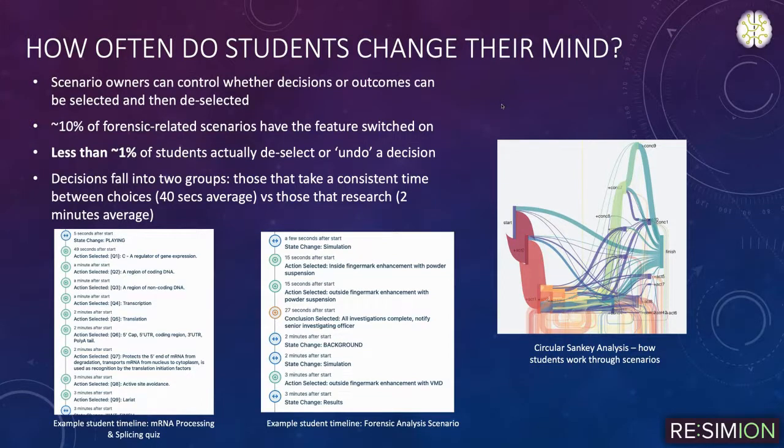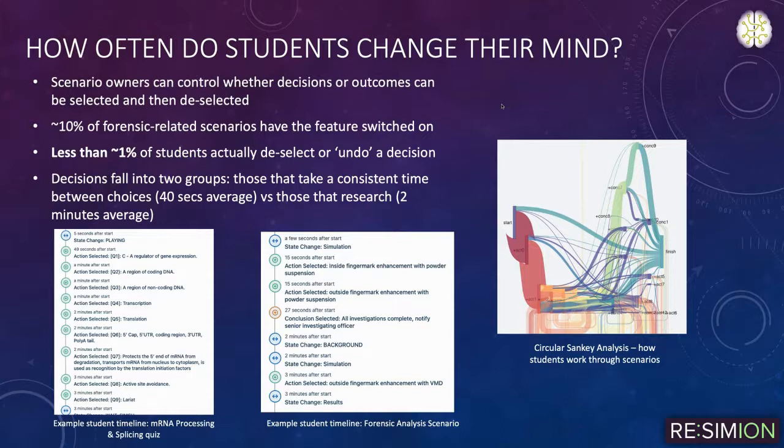If you want to see them, you're able to see exactly how students have worked through a scenario, and they can get very, very complex. What some scenarios do is allow students to change their mind. They can make a decision, then they can undo that decision and decide to go back and make a different decision. Only 10% of the scenarios in the system have had that enabled, just because either a lecturer or the designer of the scenario has allowed it.